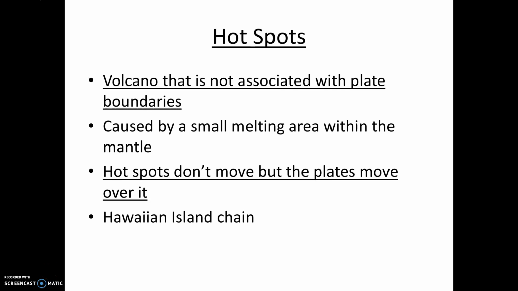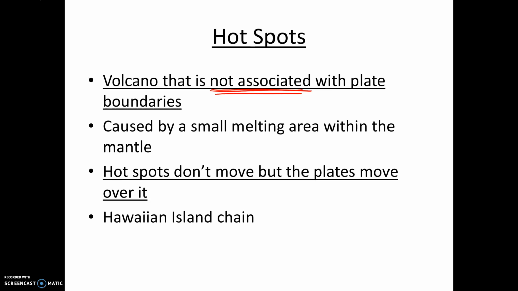Hi everyone, so we're going to finish up plate tectonics now with a new term called hotspots. So hotspots are volcanoes that are not associated with any plate boundaries. So a key important term here is that they are not associated with plate boundaries. So they're caused by small melting areas within the mantle.